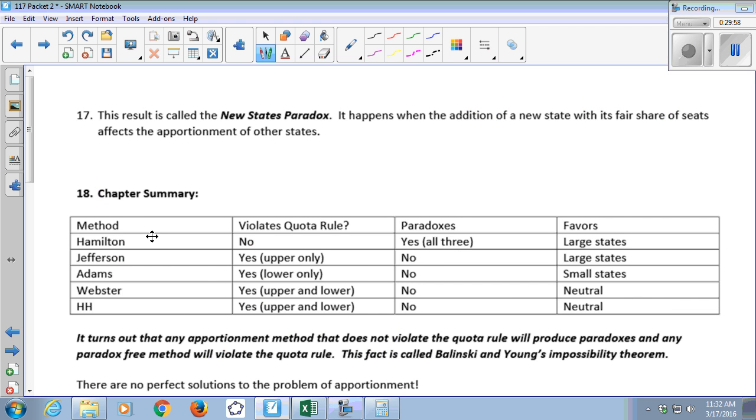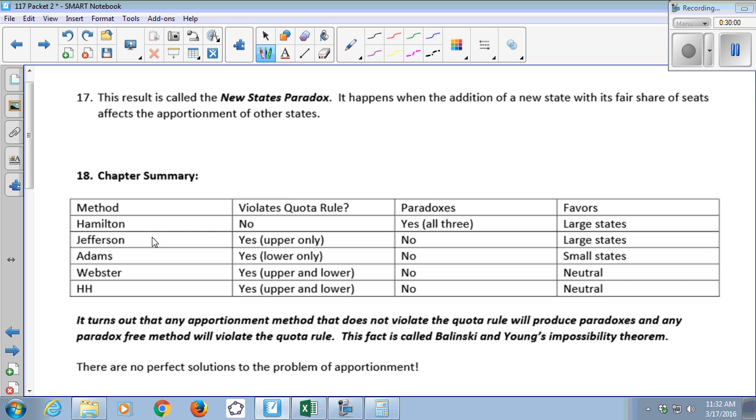Okay, so this result is called the new states paradox. It happens when we add a new state, give them their fair share of seats, and that affects the apportionment of other states. Seems like when you add a new state and give them their fair share of seats, the other states should still have the same number they had before.